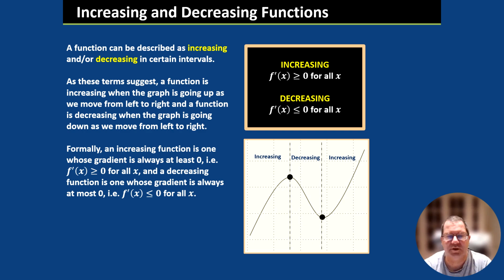Formally, an increasing function is one whose gradient is always at least 0, i.e. f'(x) is greater than or equal to 0 for all x, and a decreasing function is one whose gradient is always at most 0, i.e. f'(x) is less than or equal to 0 for all x.